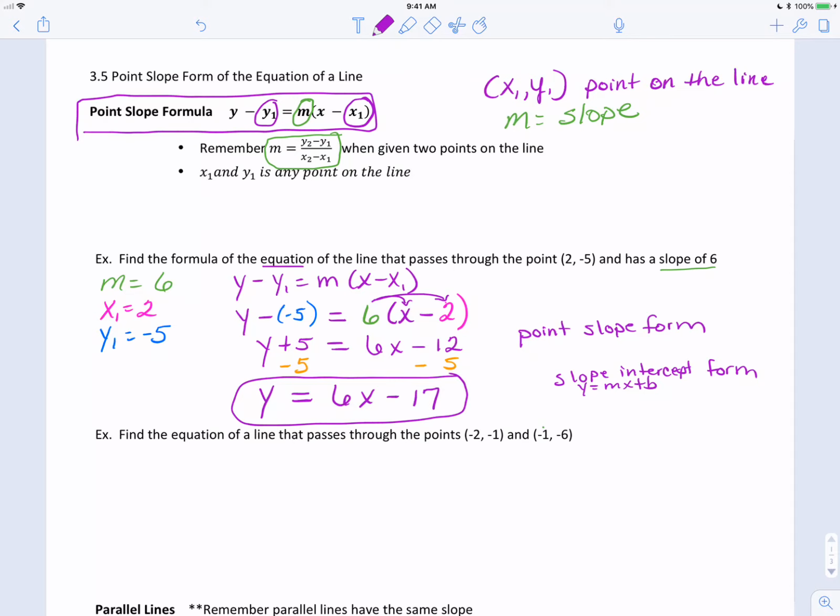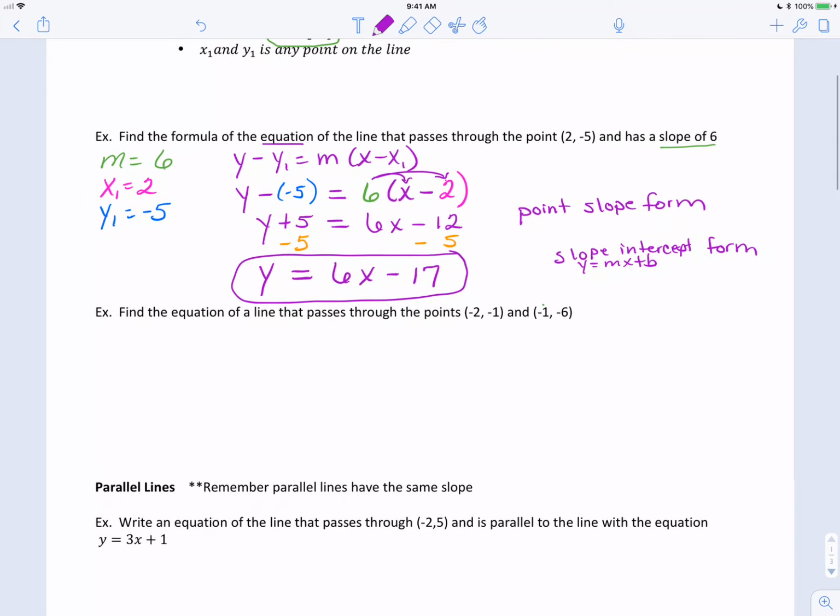That formula is not too bad as long as you know what to put in where. So let's try another example. We learned in our last video that we can solve for the slope given 2 points on the line. In this case, we have to find the slope first. In the first example we were given the slope, but here we have to solve for it. The slope formula is y2 minus y1 over x2 minus x1.